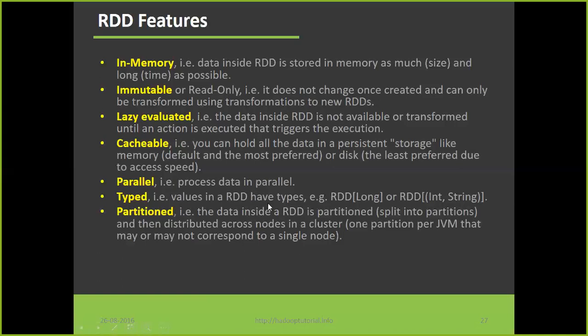And partition, by now, I think you already got it. The data inside an RDD is split into partitions and then distributed across nodes in a cluster. One partition per JVM, which may or may not correspond to a single node or a single executor. Don't worry about this line. So it is one partition per executor, the JVM running for the executor services.